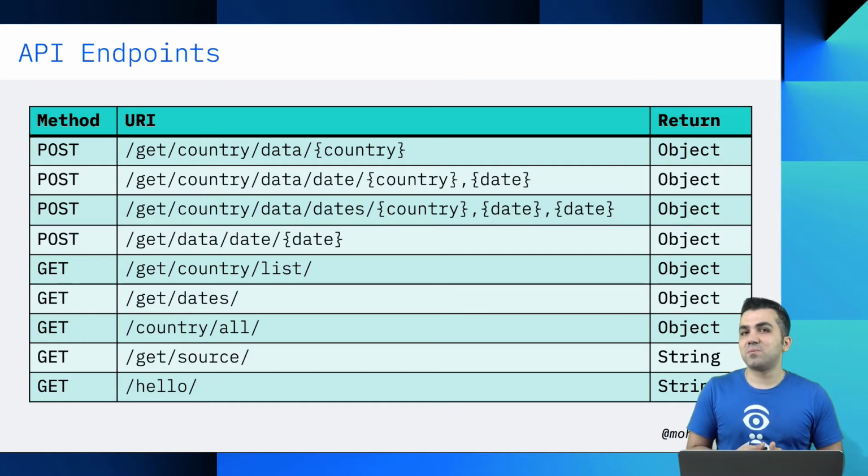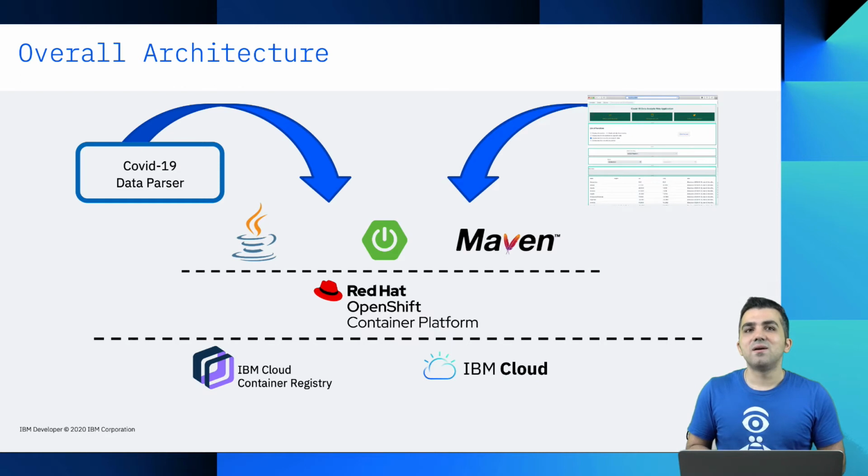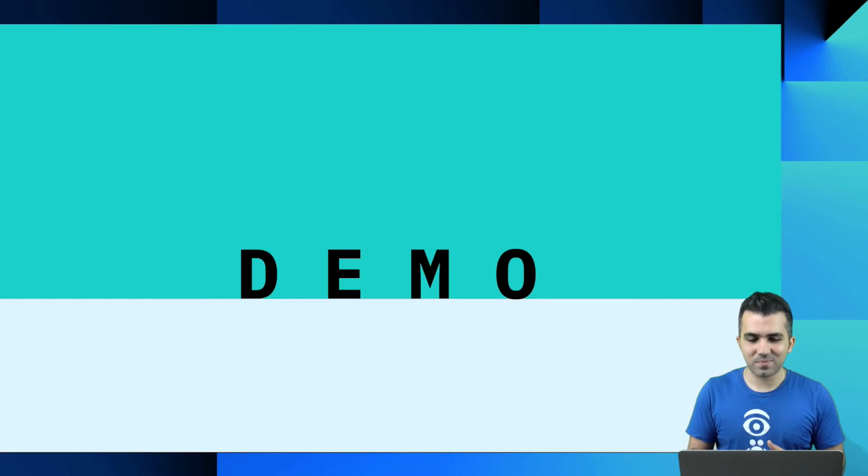Here's the list of sample API endpoints as we will test them out shortly and throughout this series. Both applications are open source and can be accessed with full instructions on my GitHub. Now let's take a look at our containerized Java application stored in IBM Cloud Container Registry and running on managed OpenShift on IBM Cloud. Let's get started.